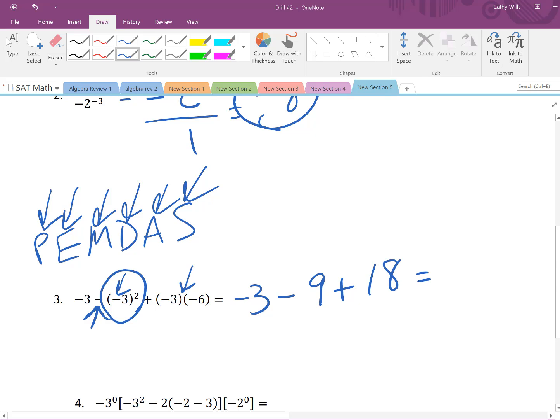All right, so now all you have to do is add and subtract from left to right. So negative 3 minus 9 is negative 12, plus 18 is 6.